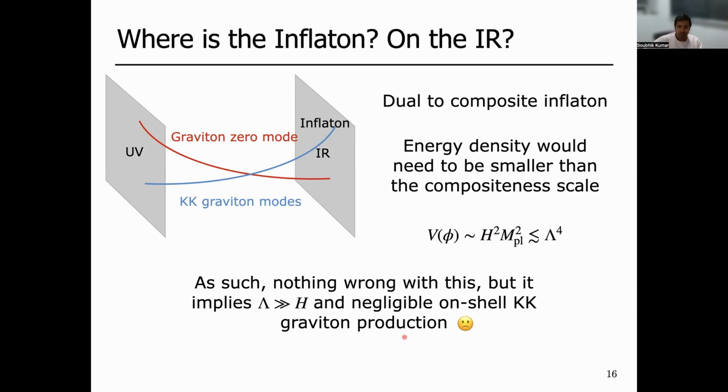And that just means that all the states associated with the extra dimension, including the KK gravitons, are very heavy, so you cannot produce them on shell. And the oscillatory non-Gaussianity that I was talking about will be very suppressed.